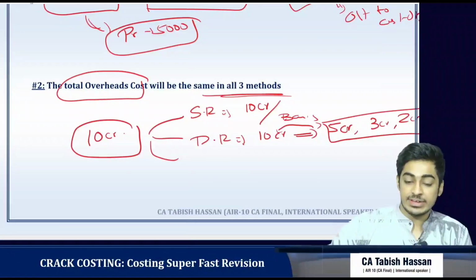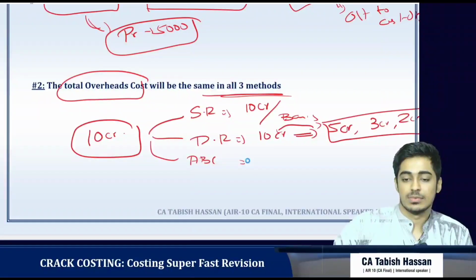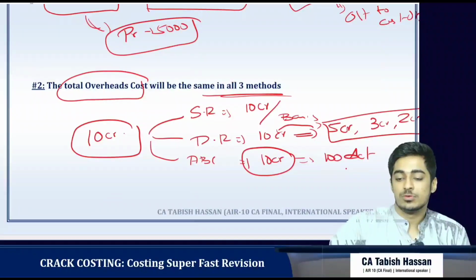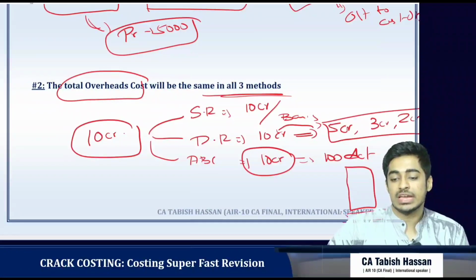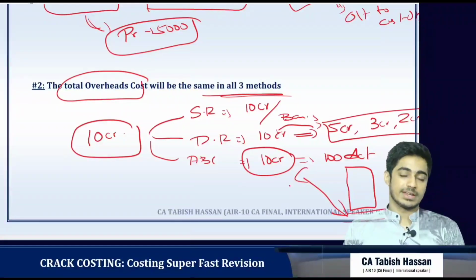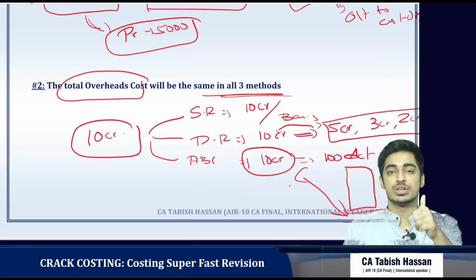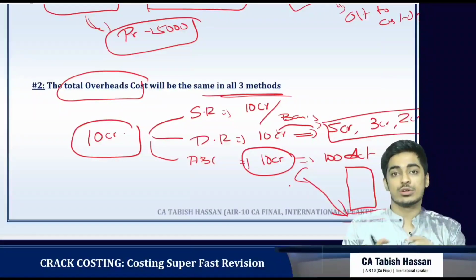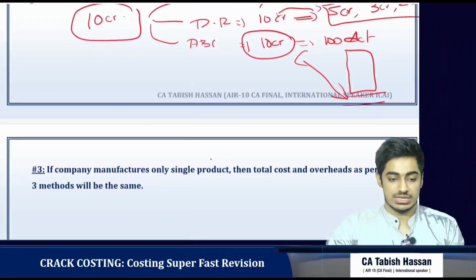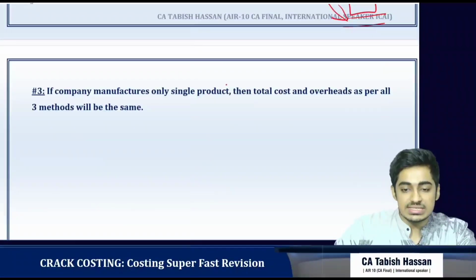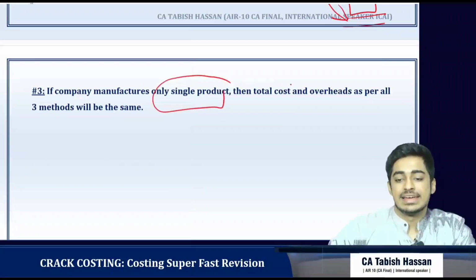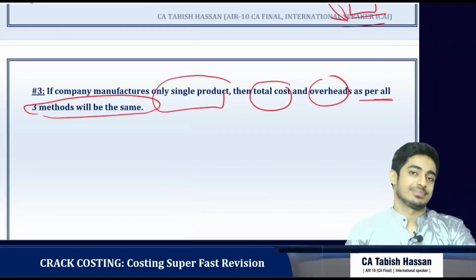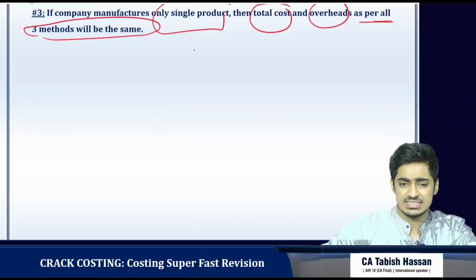And even in activity based costing, the total overhead is 10 crore and we have, say for example, 100 activities. So if we do the total of overhead for 100 activities, it should match with the total overhead. That's the second rule. First rule is prime cost per unit would be the same. Second is total overhead cost, not the overhead per unit. Total overhead cost would also be the same. The third rule is, if the company manufactures only a single product, then the total cost and overhead as per all the three methods will be the same. What is this? Let's discuss this.